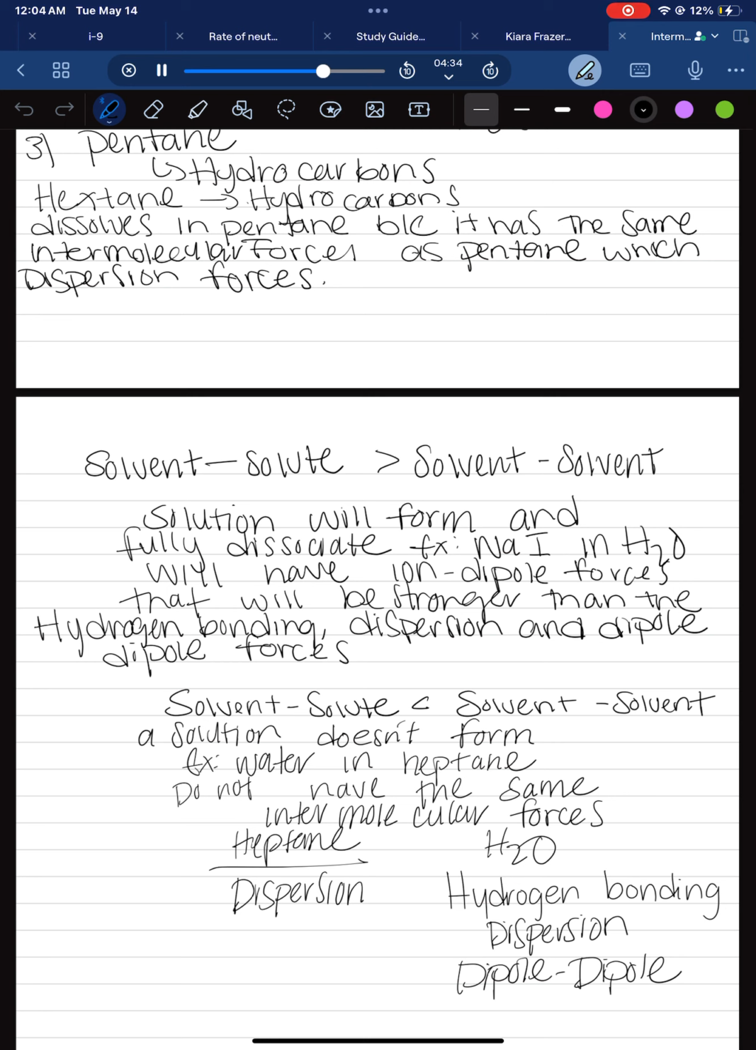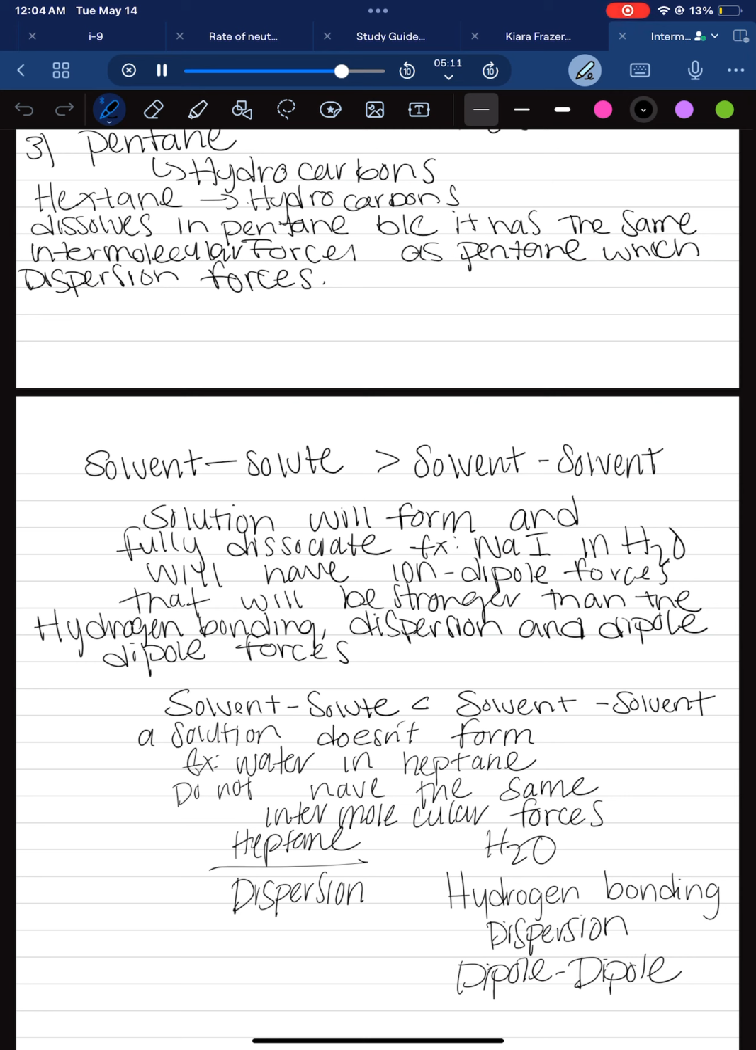For a solvent-solute interaction being less than a solvent-solvent interaction, a solution does not form. An example of this is water and heptane. Heptane only has dispersion forces. Therefore, it will not dissociate in water because water contains hydrogen bonding, dispersion forces, and dipole-dipole forces. So because they don't have the same intermolecular forces, they will not be able to form a solution.